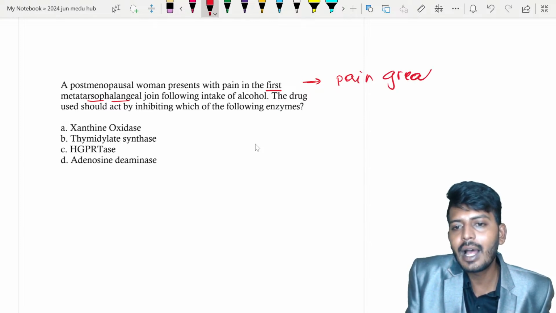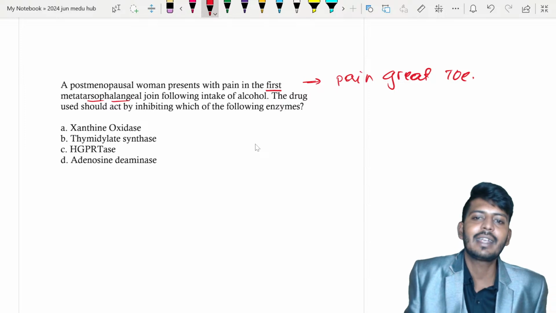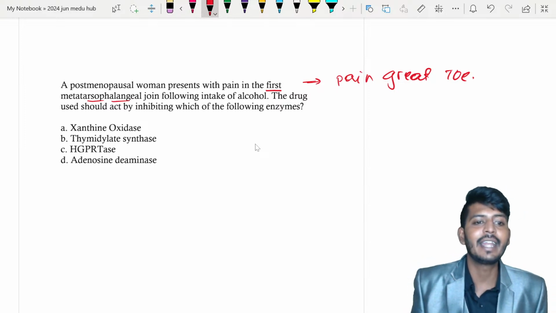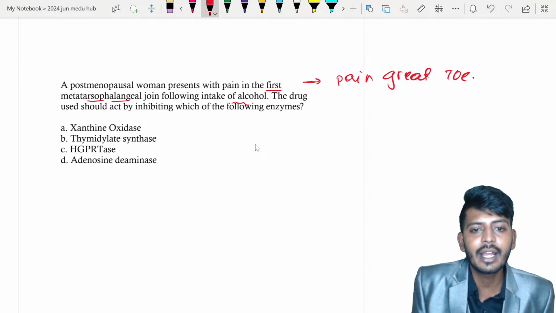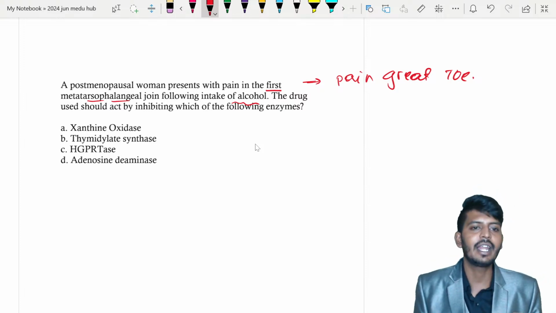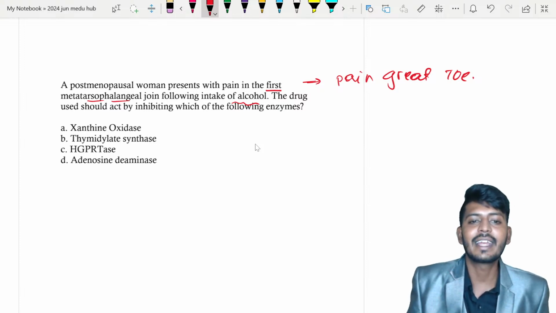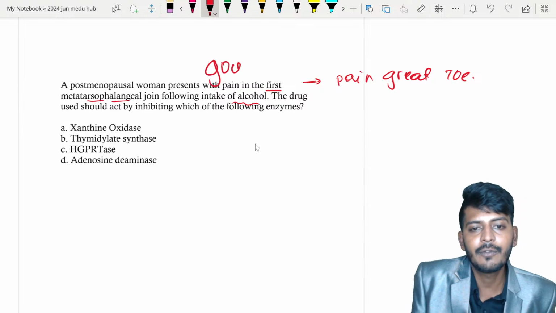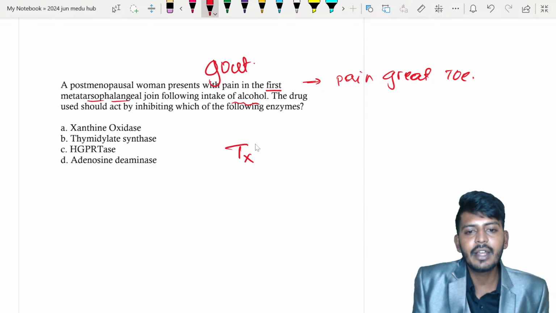When did this start? It started after the intake of alcohol. So this is a case of gout, sir. A case of gout. What treatment do you give for gout?